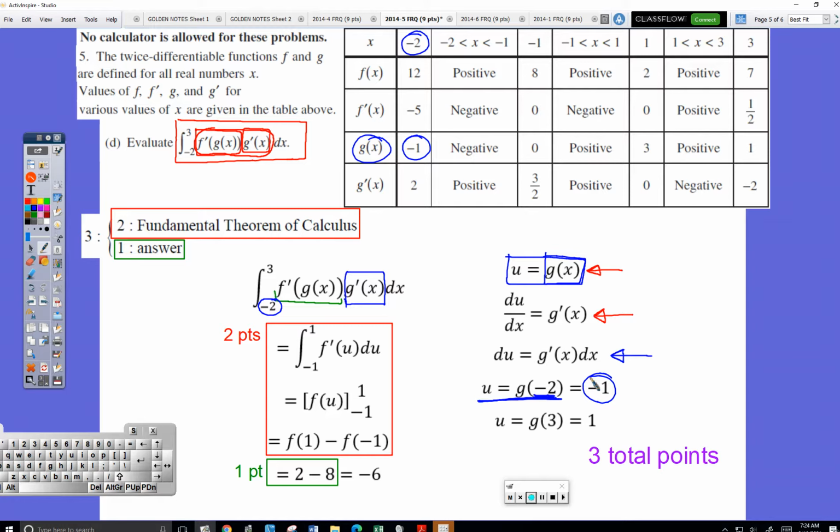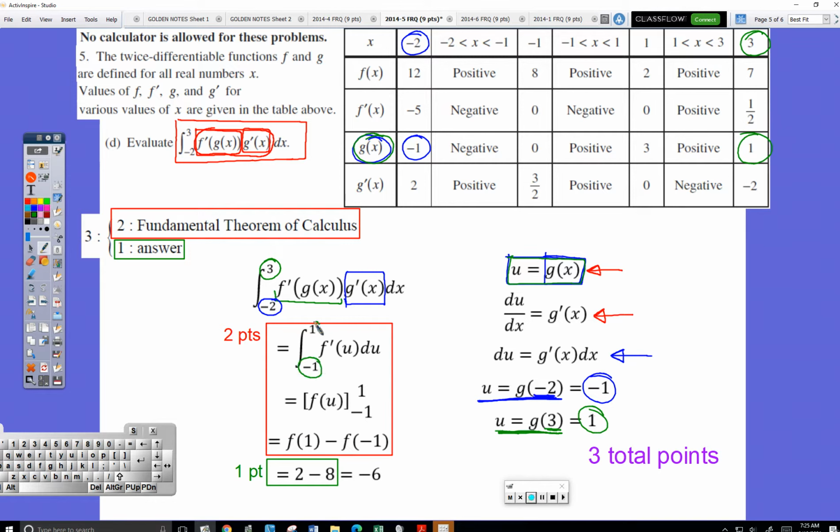When x has a value of 3, that means my u value is going to be g of 3. So u is equal to g of 3. When x is 3, the value of g is 1. So we change everything. We've got new limits here.